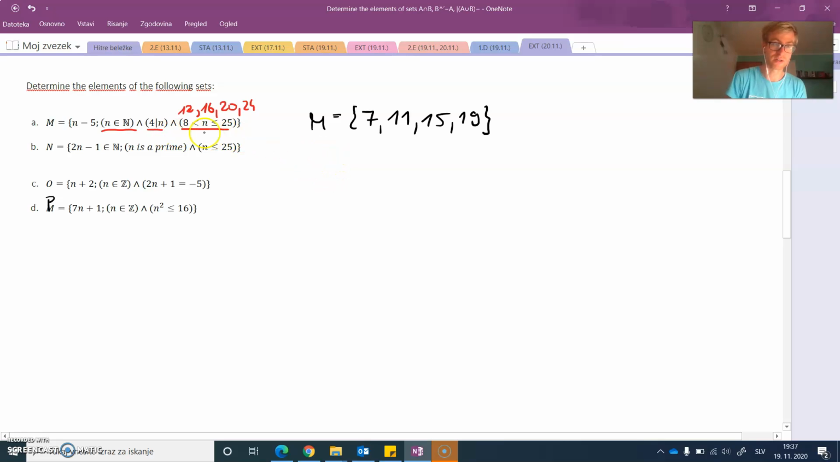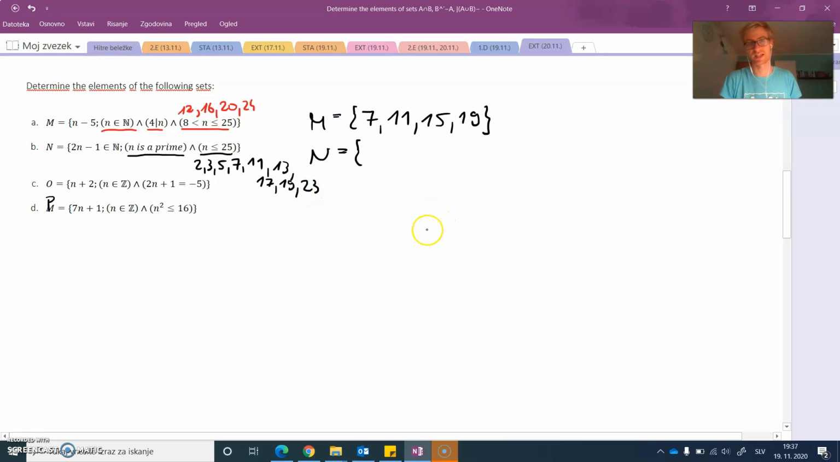Let's see for set N, if we read it out again. So N should be a prime that's less or equal than 25. Those are 2, 3. Then the next one would be 5, 7, 11. And there's quite some. 13, 17, 19, 23, and this is basically it.